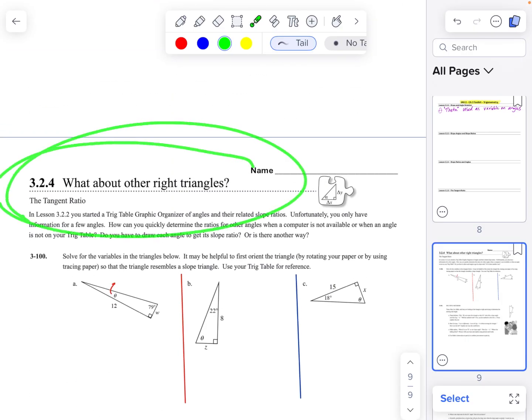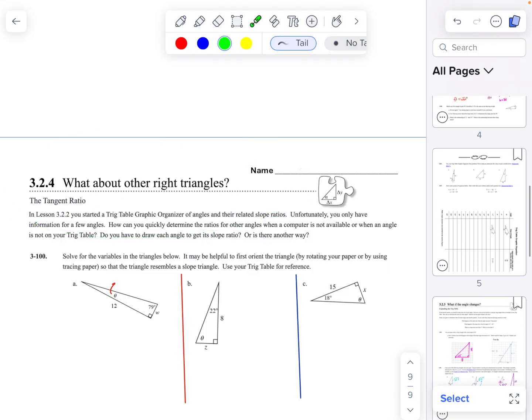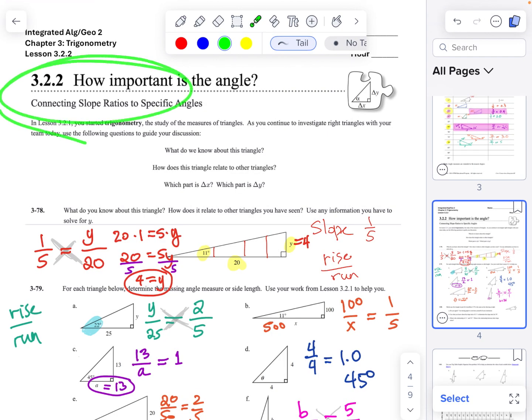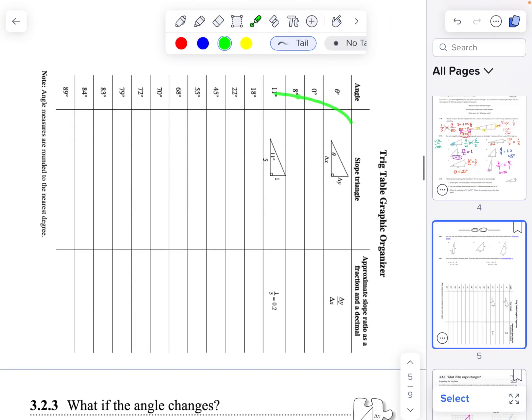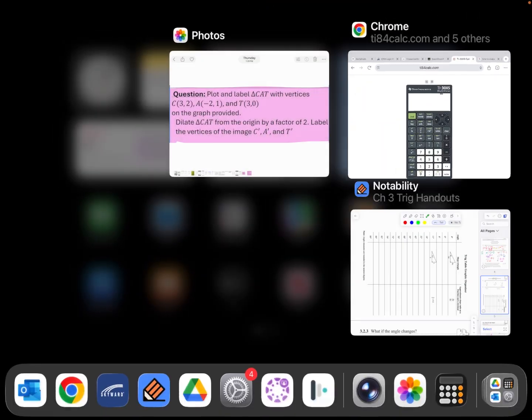We are going to be talking about lesson 3.2.4 today. Before we start this lesson, you are going to need to make sure you have a couple things with you. You need to find your 3.2.2 handout because on the back of that handout there is this table, and we're going to be using this table today, so make sure you have that. The other thing is make sure you have a calculator because we're going to need that as well.